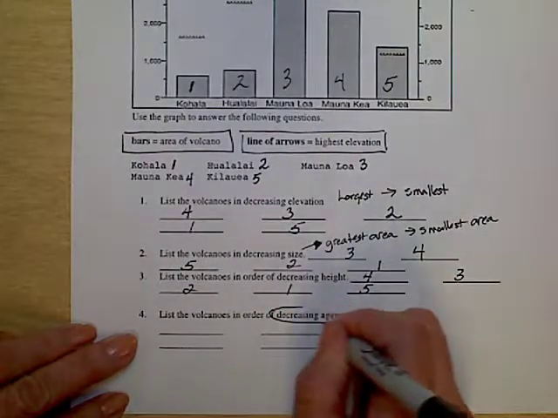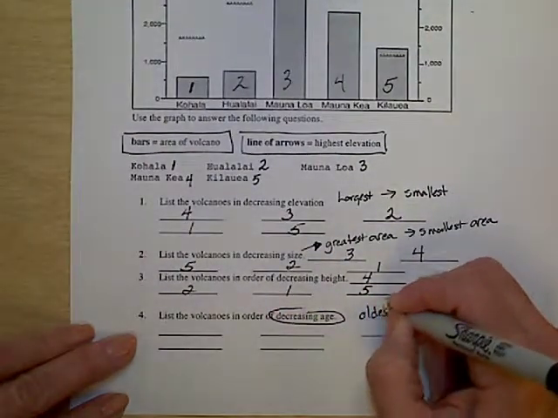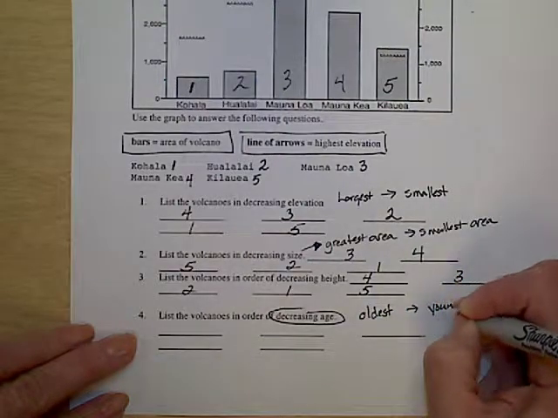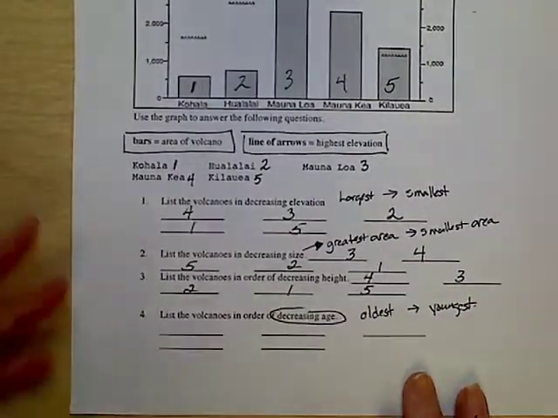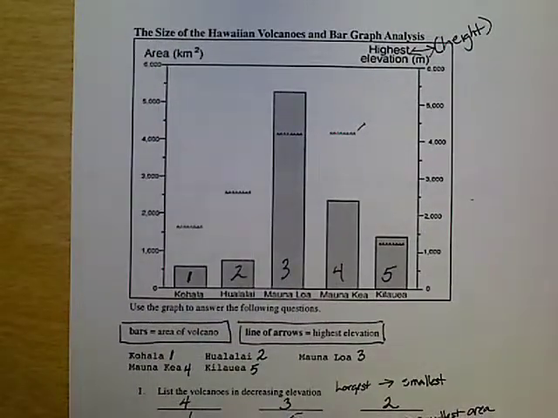Our last one is, again, you have to think into it. It says decreasing age. So we want to go from the oldest to the youngest. Now, with that said, is there anything on this chart that tells us about age? Oh, there really isn't, is there? But what have we learned about volcanoes? We learned with volcanoes that, especially the ones in the Hawaiian Islands, as they start to erupt, they start to add more land mass. So with that said, the older they are, the more area they're going to take up, the more land mass that's going to be created.